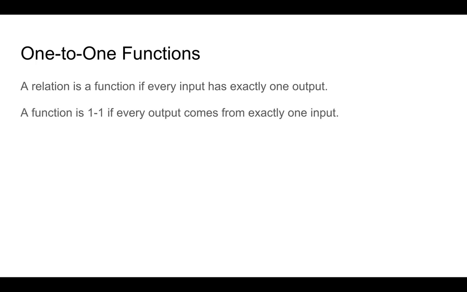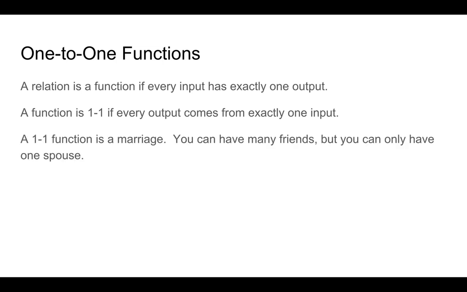Okay, in this video, we're going to do a quick overview of inverses. First, we have to talk about one-to-one functions. A relation is a function if every input has exactly one output. We already know that. Special kind of functions called one-to-one, and that's if every output came from exactly one input. Every x goes with exactly one y. It goes back and forth.